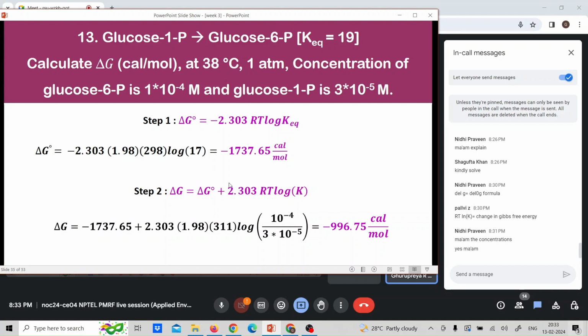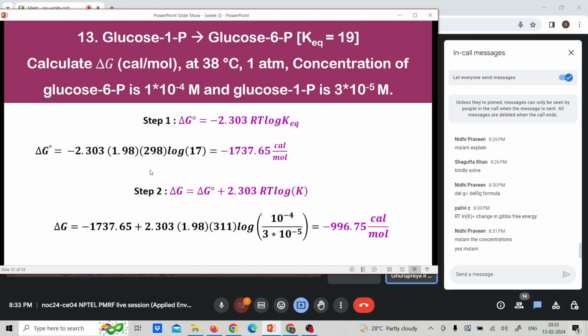With this standard, you have to add the variation now. The variation will be in terms of the temperature and the concentration of the constituent. So that is the variation. When you add that to this standard, you will get the Gibbs free energy in the given particular process condition. So to find the standard, this is the formula.